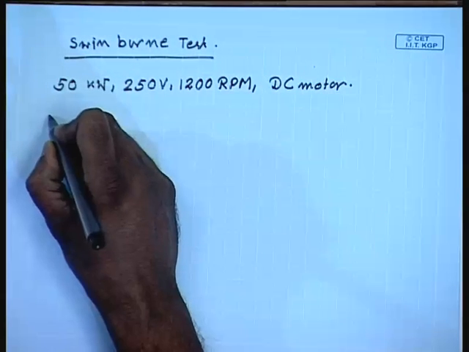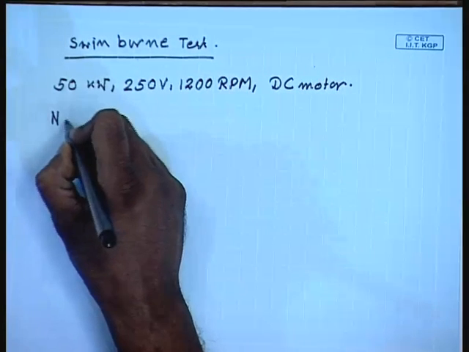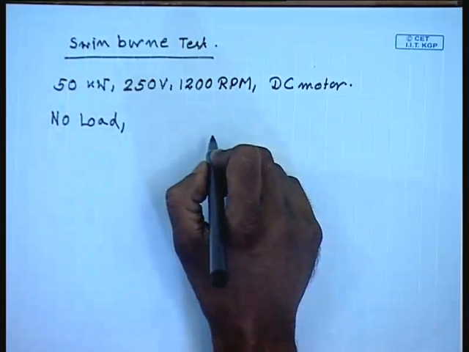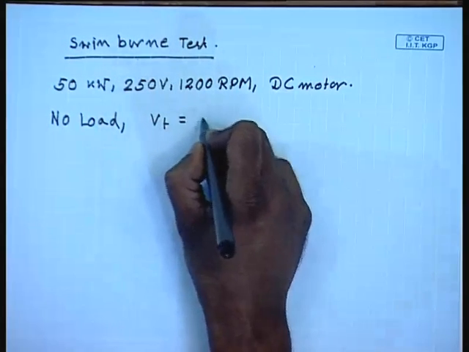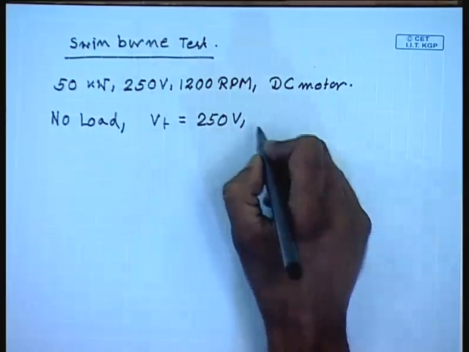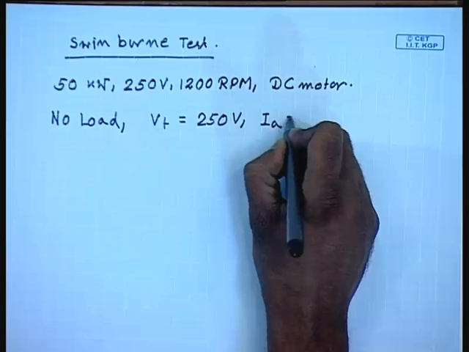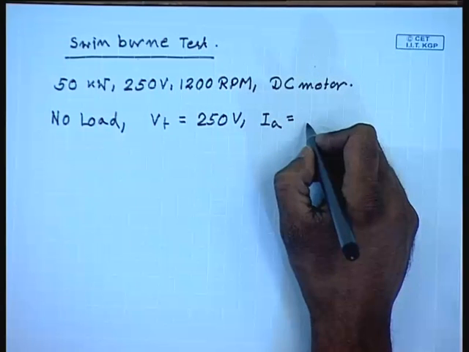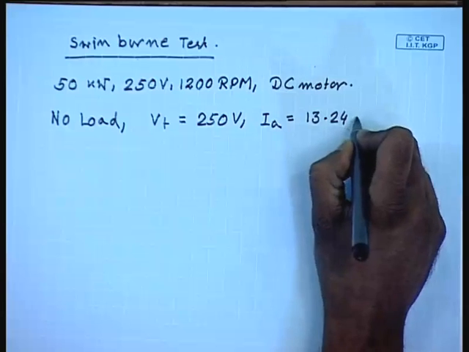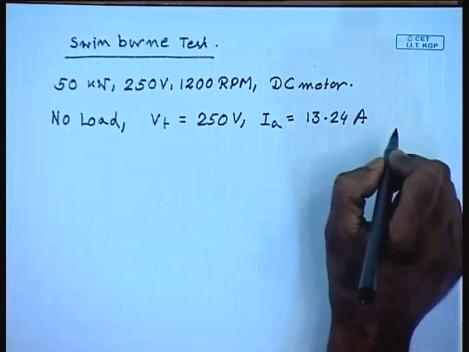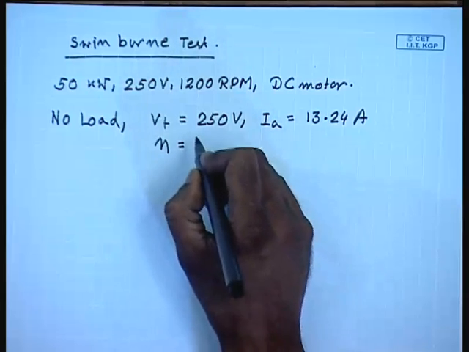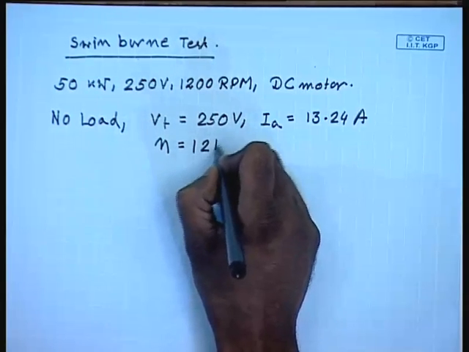On no load, with Vt equal to 250 volts, the armature current is 13.24 amperes and the speed is 1215 RPM.